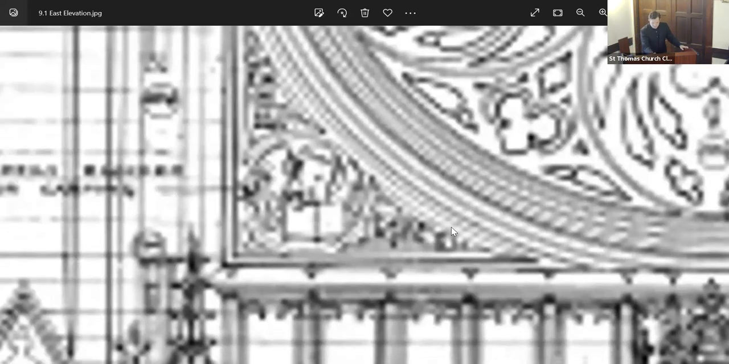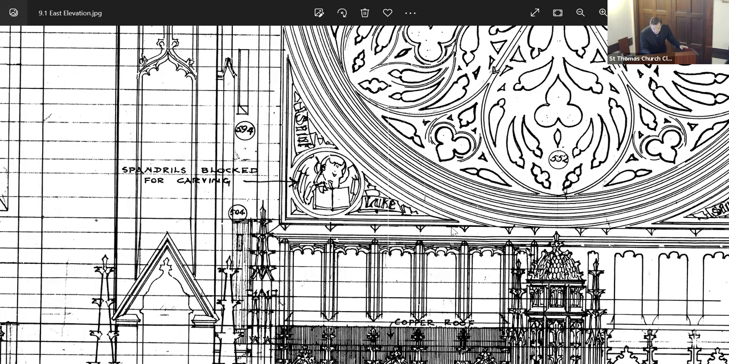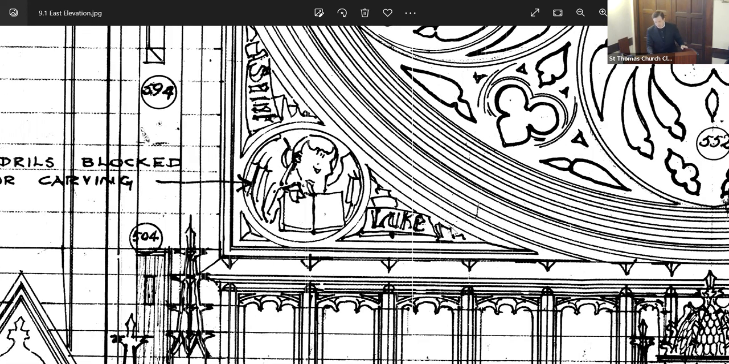It's going to come into shape very soon. It's going to say, there it is, spandrels blocked for carving. That's the word I was looking for, spandrels. The negative space in the square where the rose window sits are the spandrels. Inside the spandrels was intended for there to be carved St. Luke in this one. So the four Gospels, Matthew, Mark, Luke, and John.